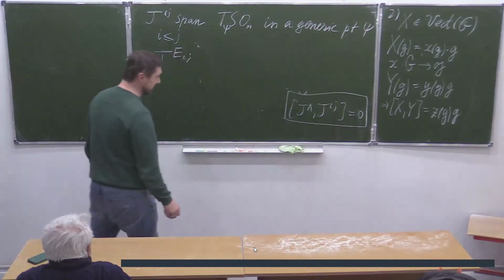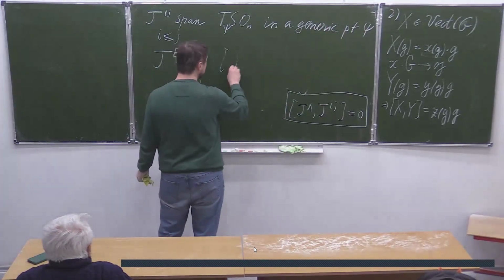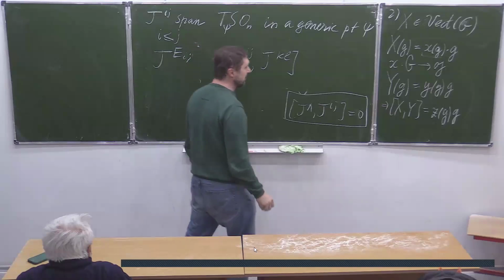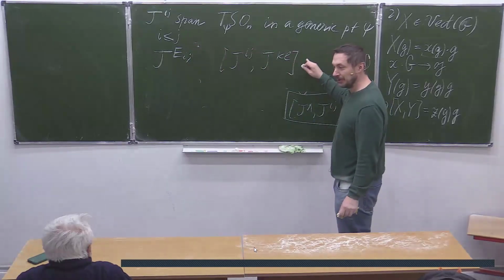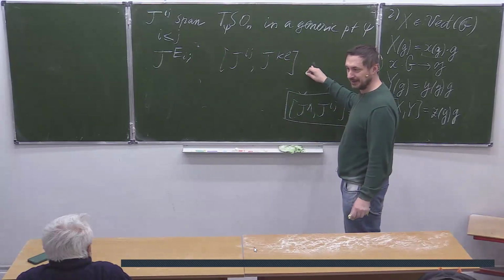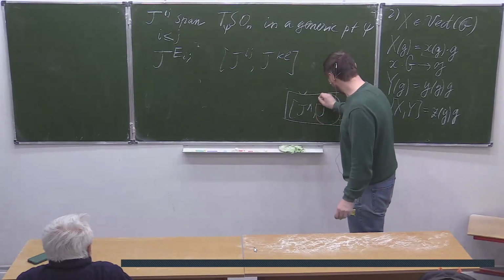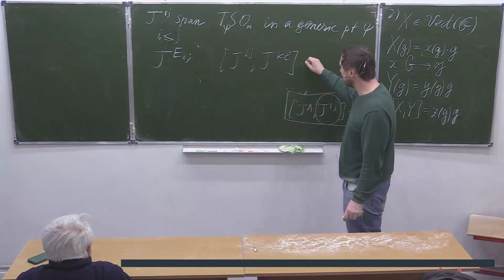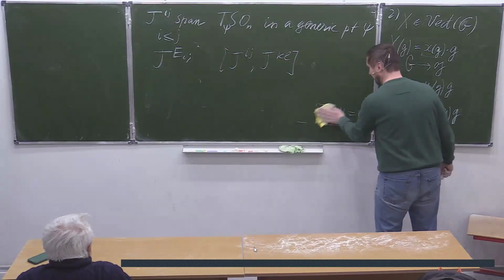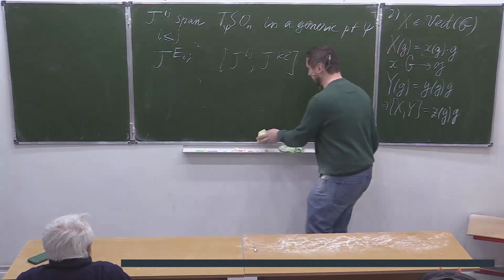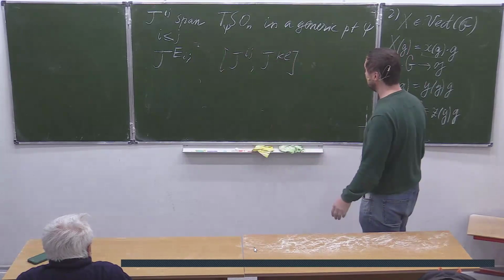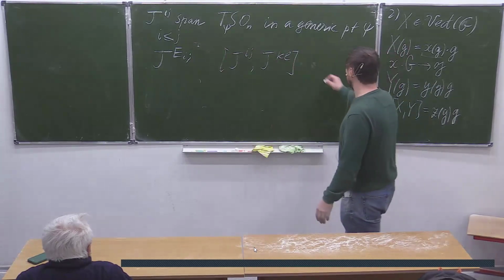The remarkable thing is that if I take the commutator of Tij and Tkl, it can be expressed in terms of Tij and Tkl again. I don't need any new vector fields here. The space of these vector fields is closed under commutators. The formula is a little bit tricky. It doesn't resemble anything familiar. I'll try to restore it.